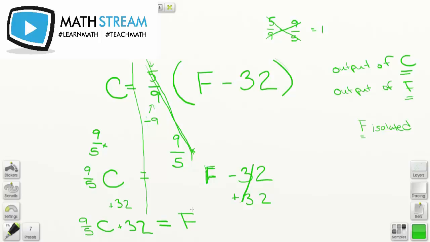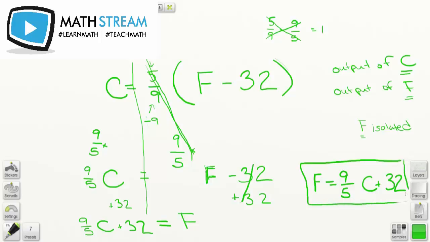Now, I like to write formulas with the isolated variable on the left. This just looks kind of backwards to me, having all the stuff on the left and then the f on the right. So I'm just going to rearrange it. I'm not going to do any math, but I'm going to put the f on the left-hand side, and I'm going to put 9/5 c plus 32 on the right. And that is our rearranged formula.